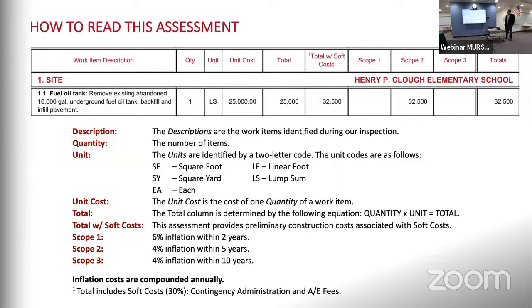The unit cost to remove that, we estimate, is $25,000. So we add that 30% for soft costs on top of that. That brings us up to $32,500. We've assigned it as a scope category, scope number 2. So that's something that we would expect we would want to do in the next 2 to 5 years. And then we just do the arithmetic and we get a total.